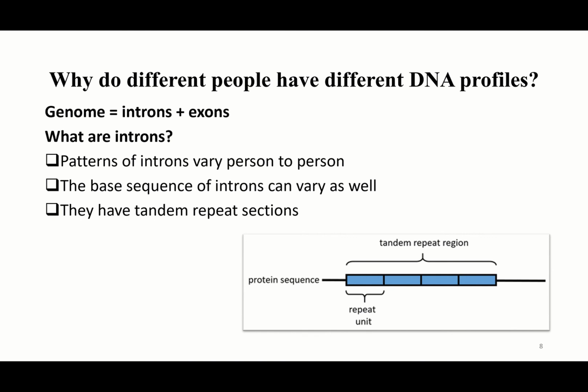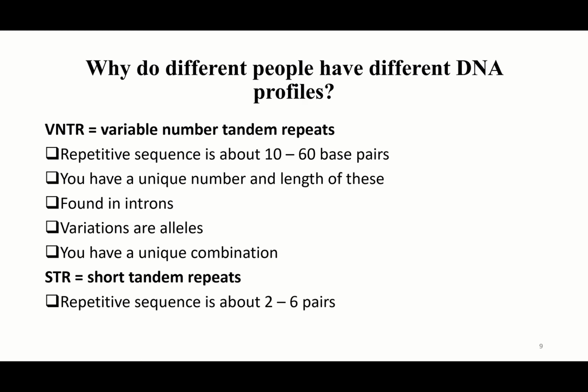The base sequence of introns can vary as well, and they have tandem repeat sections. Introns repeat. Right? There are the short tandem repeat and the variable number tandem repeat. One's shorter and one's longer, and they both repeat sometimes shorter, like 10 times, sometimes even 50, 60, 100 times. It's quite amazing. And here we get into the two types of tandem repeats.